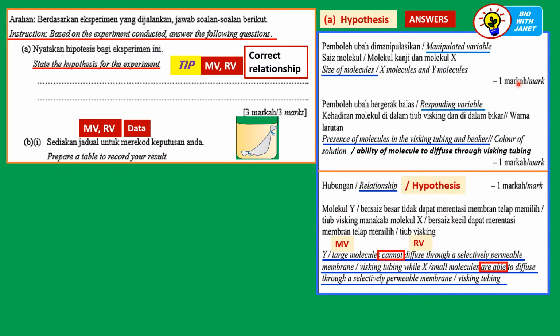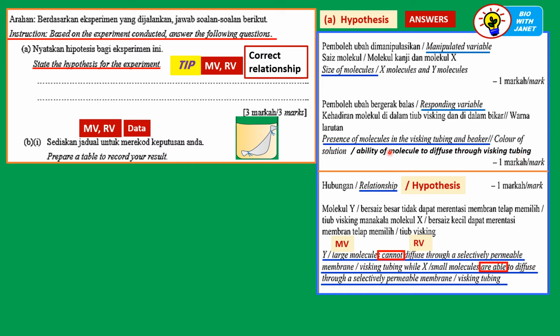Okay, let's see the hypothesis. Now, we have to determine the MV first, in order to write the hypothesis. So the MV, or manipulated variable, is the size of the molecules, such as the size of the iodide ions and the size of the starch molecules, which are different. Secondly, we have the responding variable, which is the ability of the molecules to diffuse through the whisking tubing. That is the main RV.